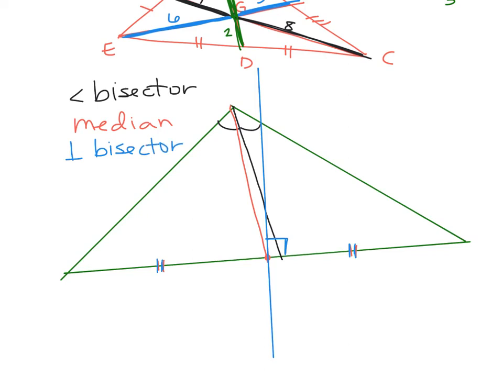Okay, and the last one, if I go from the vertex perpendicular down, what is that? That one's altitude, right? Okay, so those are the 4 things that you're constructing on that worksheet. You should be able to identify which is which based on its features, okay?